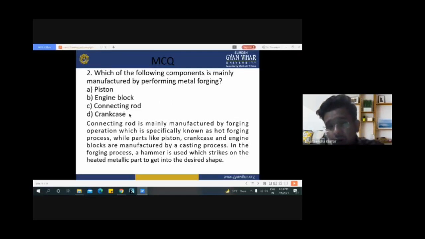Then the connecting rod is manufactured by the forging process. Here is the description: connecting rods are mainly manufactured by the forging operation, which is specifically known as the hot forging process, while parts like piston, crankcase, and engine blocks are manufactured by the casting process.